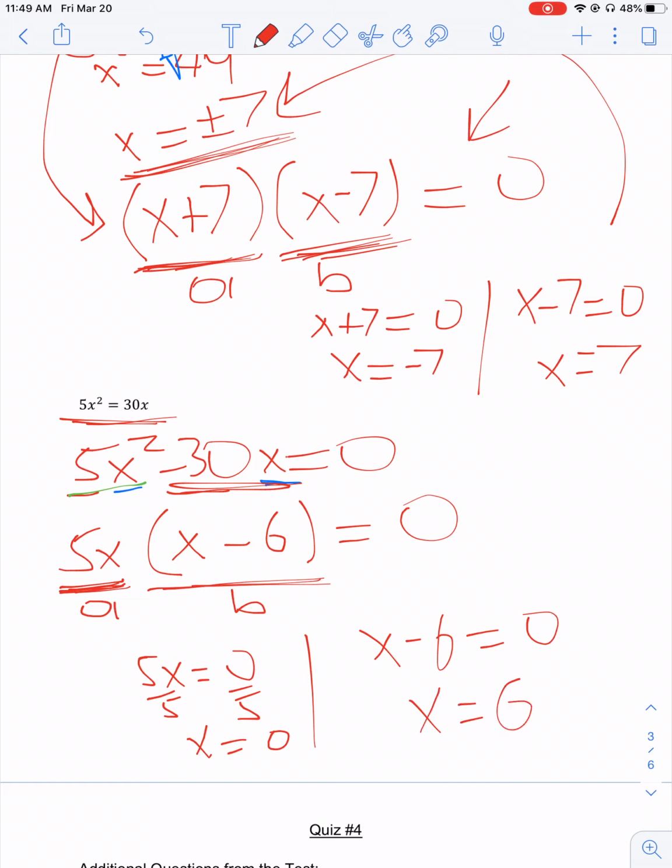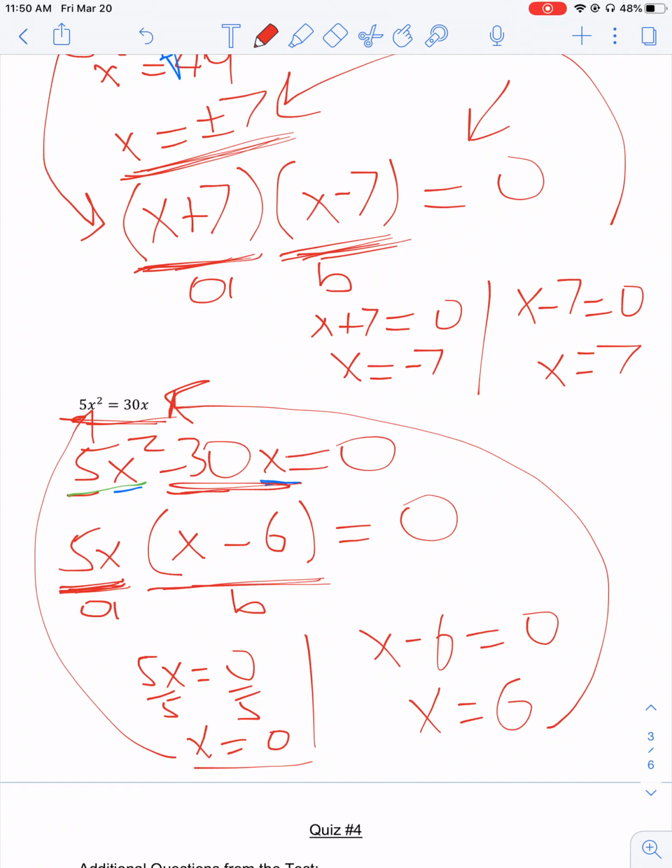And you can always check your work. If you plug in 0 here, 5 times 0 squared is 0, and 30 times 0 is 0. And if you plug this 6 back here, you'll see that both your right and left hand side will be the same. 30 times 6 is 180, and 5 times 6 squared, so 6 squared is 36, and 36 times 5 is also 180. So both of these values will satisfy your equation.